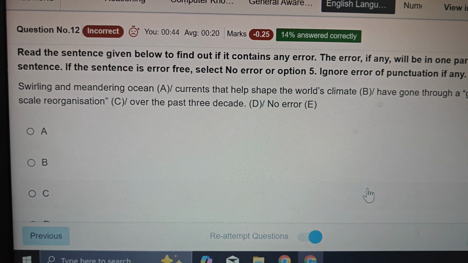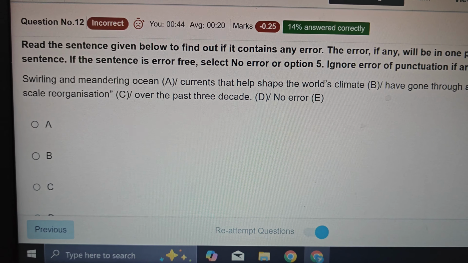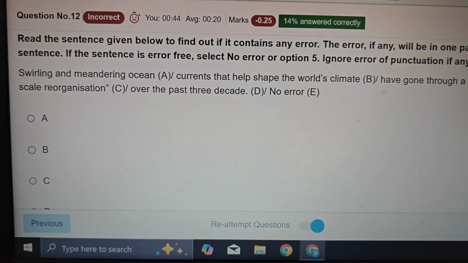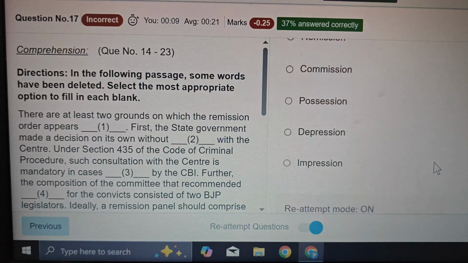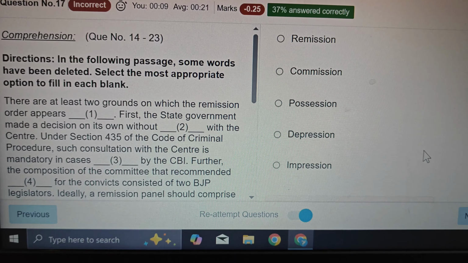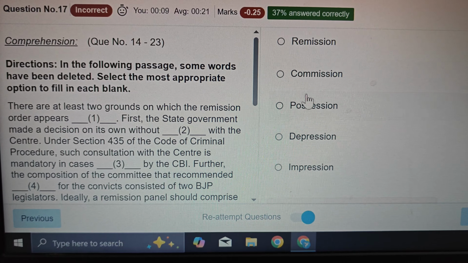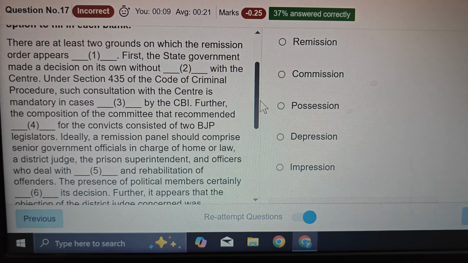I won't usually attempt the error detection question in the exams, because I don't want to take a risk, but this time I thought I might be correct, so I marked it, but I was wrong here. See the 12th one, 13th one, this one. I made a mistake here because of not knowing the proper meaning. I was not sure about the meaning of remission and possession, but still I marked this.